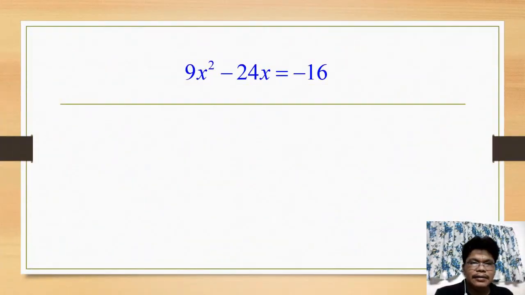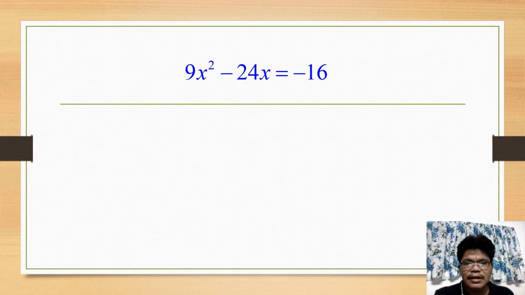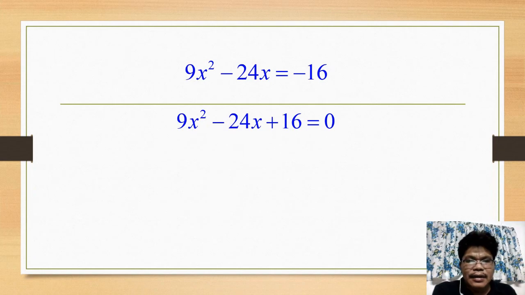Now, another example. 9x squared minus 24x equals negative 16. The same as in the previous examples, you're going to arrange this equation into standard form. So it becomes 9x squared minus 24x plus 16 equals 0. Observe the value of a and the value of c. What have you observed? Very good. Both are examples of perfect squares. 9 is a perfect square and 16 is also a perfect square. Now the last term is positive, meaning you're going to use the sign of the middle term.